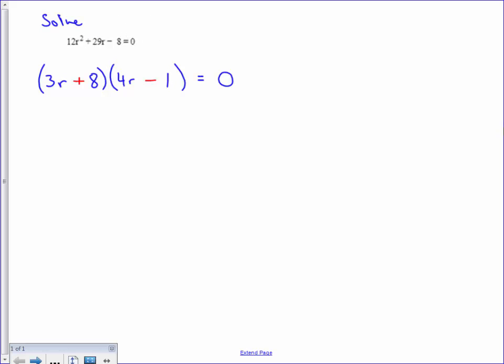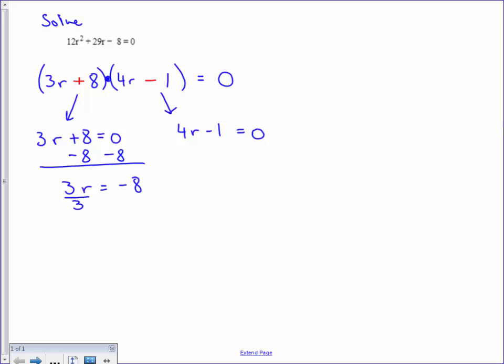Alright, now that I have this factored correctly, I set each of these factors equal to 0. So 3r plus 8 is 0, and 4r minus 1 is 0. We know that if the product of two things equals 0, then one or the other of the two factors must be 0. To solve the first equation, I'll subtract 8. So I have 3r equals negative 8. Divide by 3. I have r equals negative 8/3.